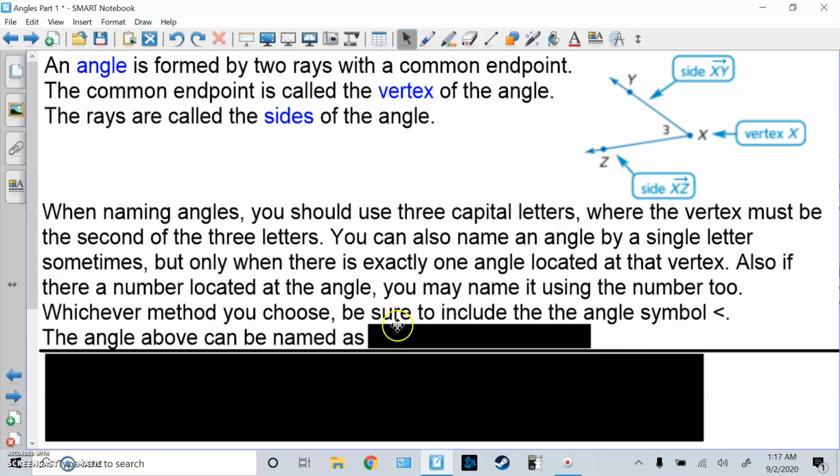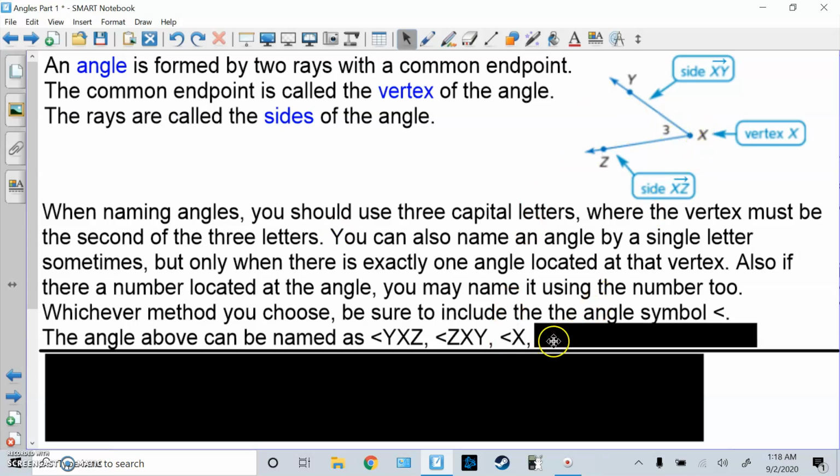So this above angle can be named as angle YXZ. So starting at Y, going to X, going to Z. So here's me tracing it. That is the same angle. You can reverse the letter order, but X must be in the middle. So you can call it angle ZXY. So starting at Z, going to X, going to Y. Same angle. Or because there's only one angle there, we can call this angle X because there's nothing else to confuse us. Or there's a 3 here, so you can call it angle 3.